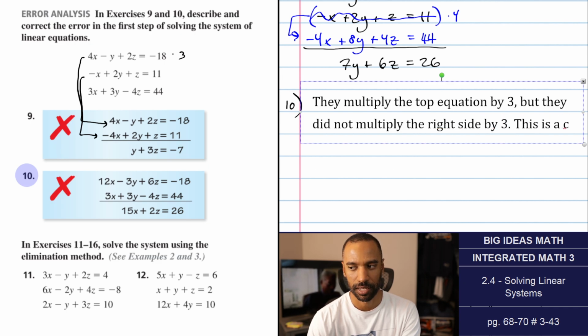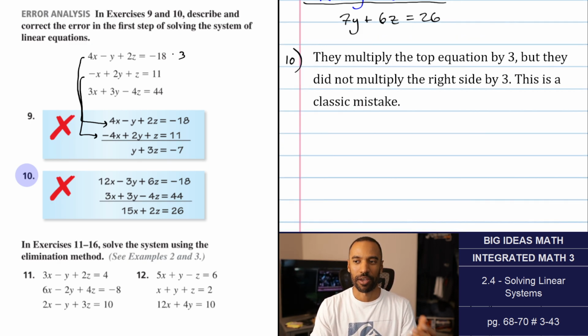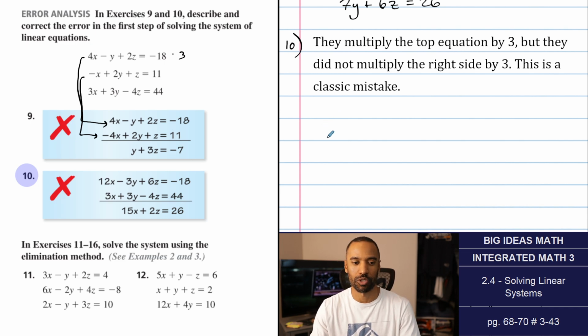This is a classic mistake. Now that's my own comment. Don't write that. That's my own comment. I'm telling you guys not to do it. Be very aware. I hope I don't make that mistake. I tend not to. I tend to warn kiddos about it all the time.